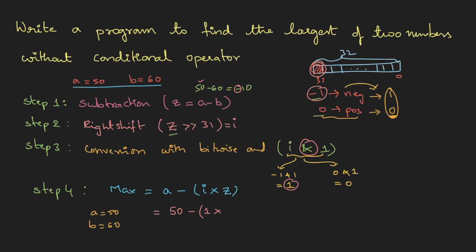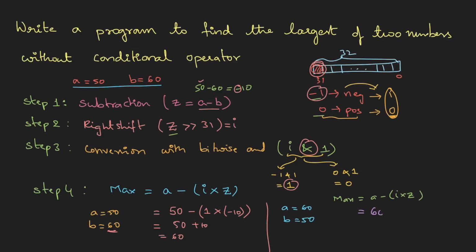And Z is basically the subtraction of these two. So 50 minus 60 is minus 10. So this is 50 plus 10, so 60. And we already know 60 is the maximum number, and we got the result as 60. The other possibility is A could be 60, B is 50. Now let's try in this case. So again, max is A minus I into Z.